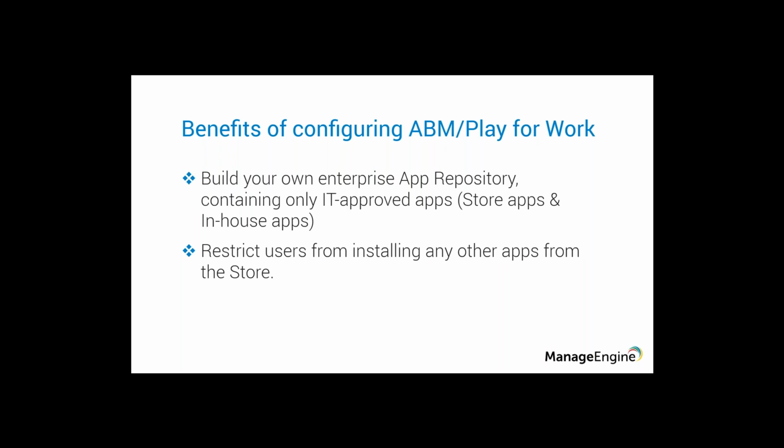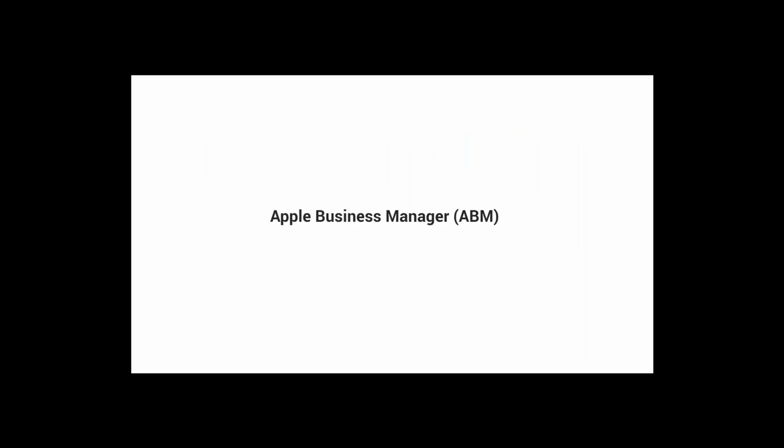For our iOS devices, we use the Apple Business Manager, and for our Android devices, we use the Play for Work solution. So what are the benefits in configuring Android for Work or the Apple Business Manager portal? First, you can build your own enterprise app repository, which contains selected and IT-approved applications. They can be enterprise or in-house store applications that you would require to push to your mobile devices. And the best part here is that you can restrict your users from installing any other applications from the Play Store or the App Store services.